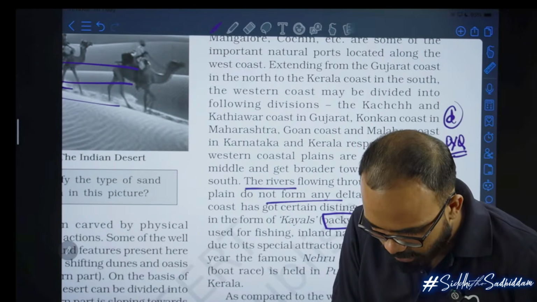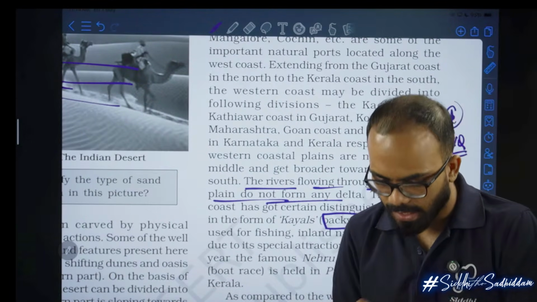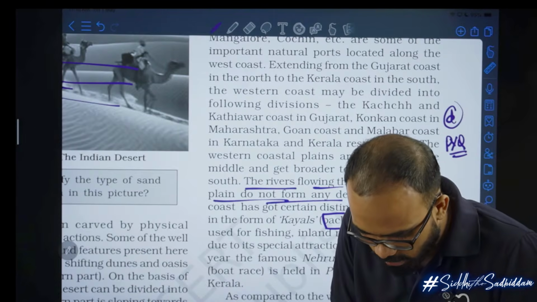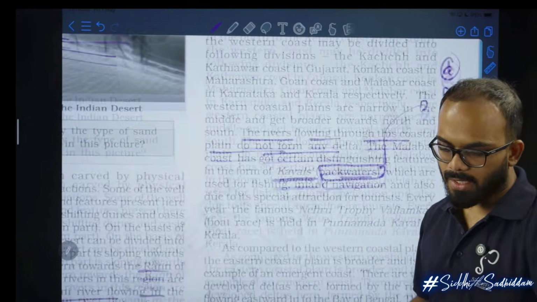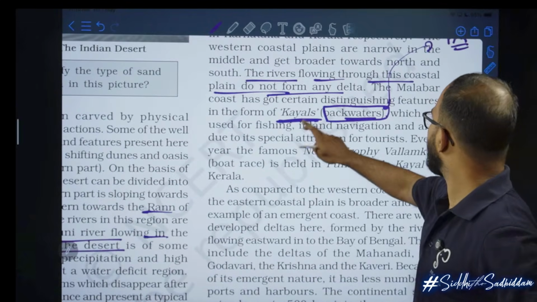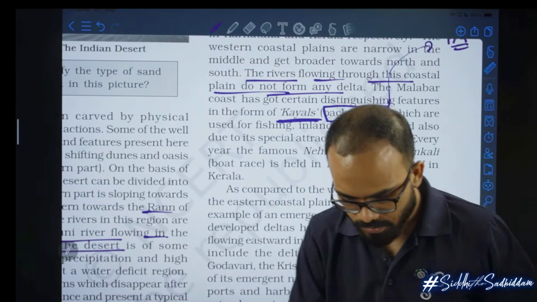But again, the rivers in the western coastal plains, they don't form any deltas. You have backwaters which are also known as kayals. So kayals, this could be a terminology based question. There can be a question on kayals. So kayals they can ask you.